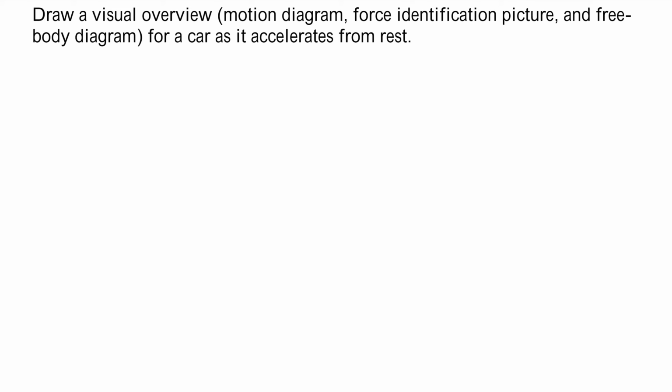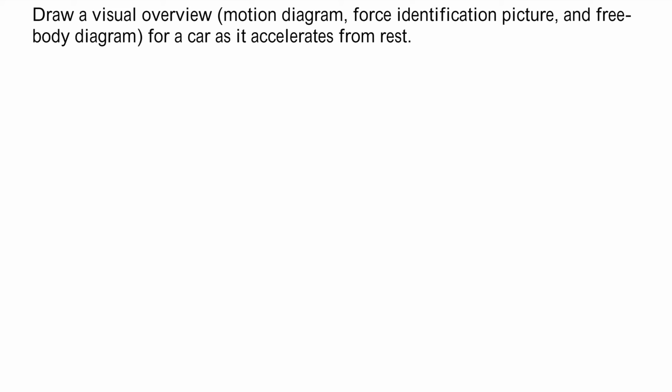Okay, so the motion diagram. Do you remember what a motion diagram looks like? Yes, the dots and the arrows. What type of arrows are we drawing? Velocity vectors. Okay, so this car is accelerating from rest. So how will these dots look? They start out close and then they're getting farther apart. Okay, so let's draw that.